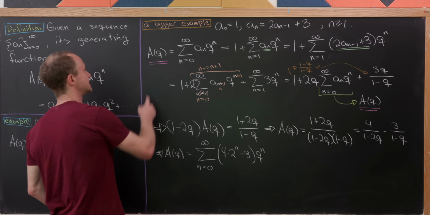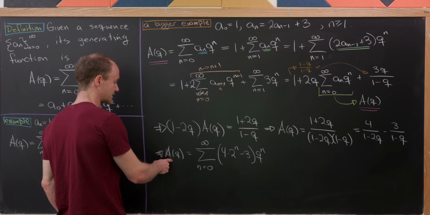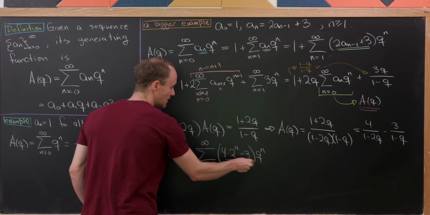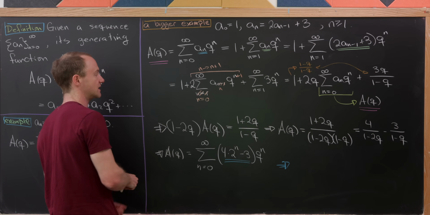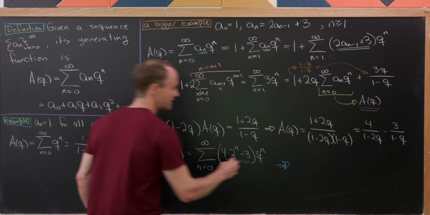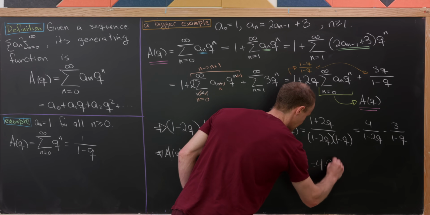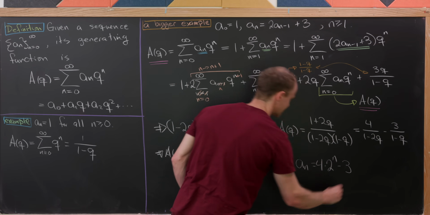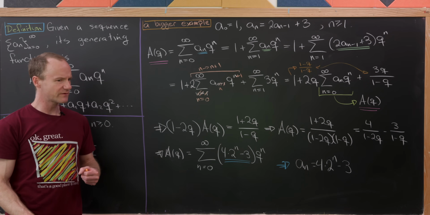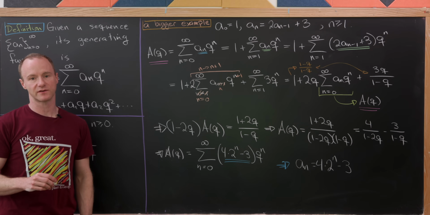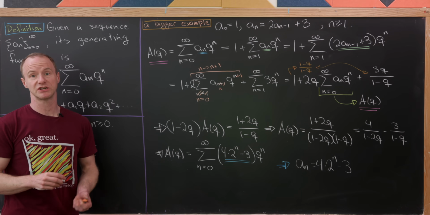Observe up here, we said that a of q is equal to a sub n times q to the n, but down here we discovered it's equal to 4 times 2 to the n minus 3 times q to the n. So that means by equating coefficients, we have a sub n equals 4 times 2 to the n minus 3. Okay, good. So now that we've got this idea of how generating functions look, let's see how it can be applied to the partition function.